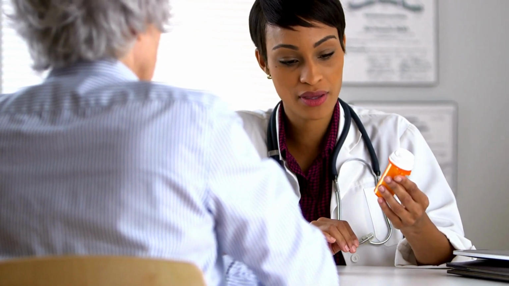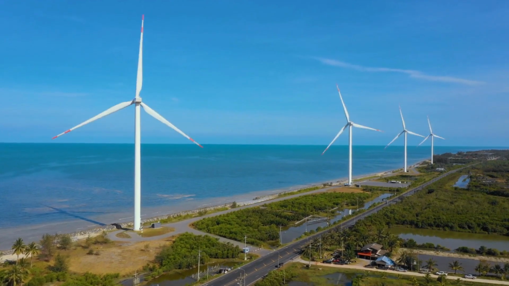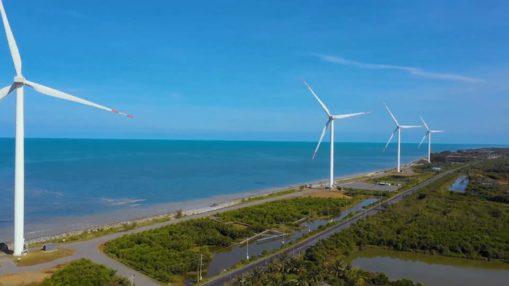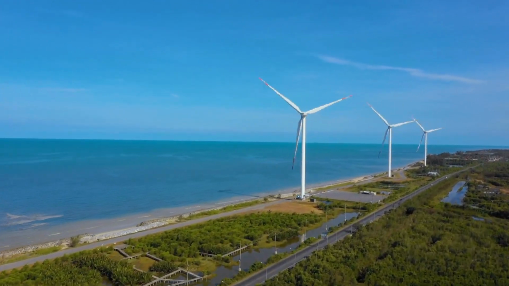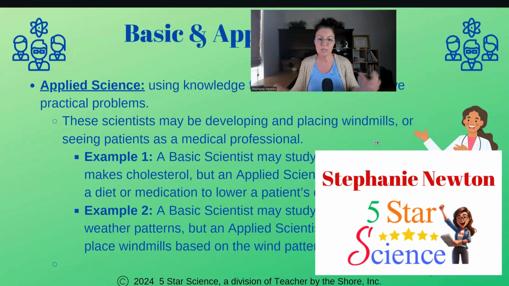So an applied scientist looks at all the research and says, okay, this is what you need to do. Example 2, a basic scientist may study wind and weather patterns, but an applied scientist may develop or place windmills based on the wind patterns. So they're actually using the basic science of wind and applying it to establishing windmills and things like that.